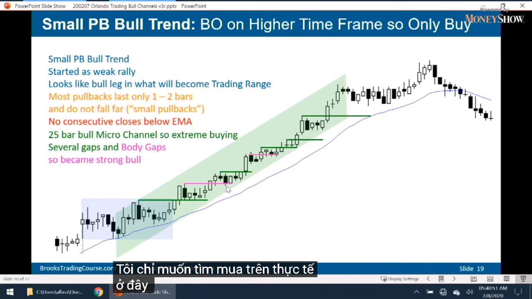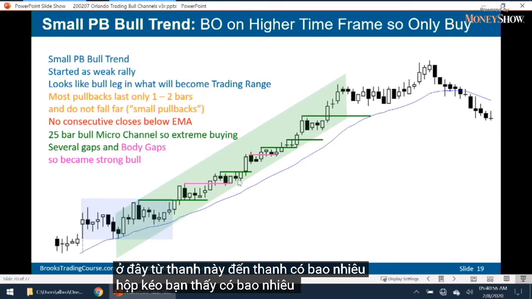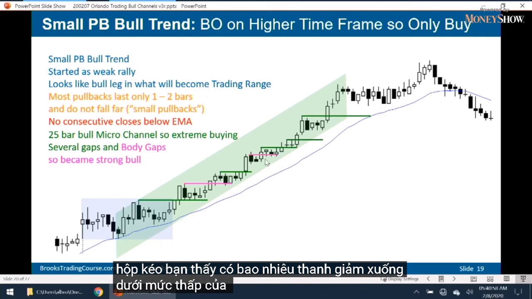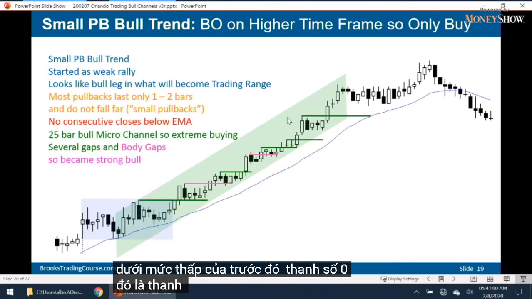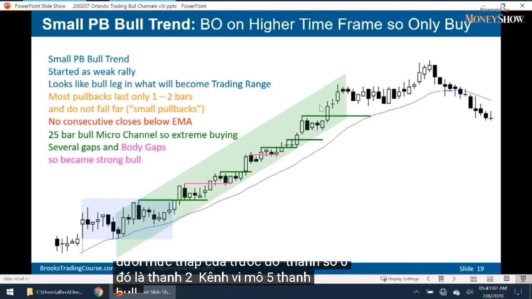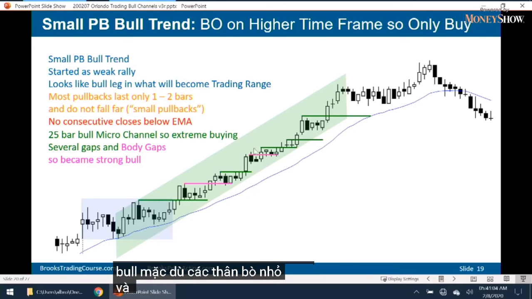In fact, here, from this bar to there, how many pullbacks do you see? How many bars fall below the low of the prior bar? 0. That's a 25-bar bull microchannel. Even though the bull bodies are small and there are a lot of bear bars, that is extremely strong buying.